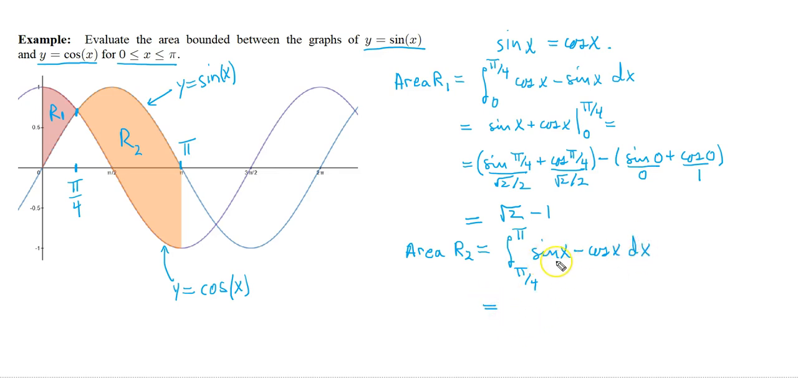Antiderivative of sine is negative cosine. Antiderivative of cosine is just positive sine. Plugging in pi and pi over 4 in here and subtracting, we get this.